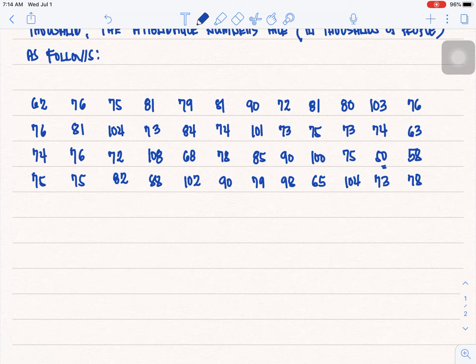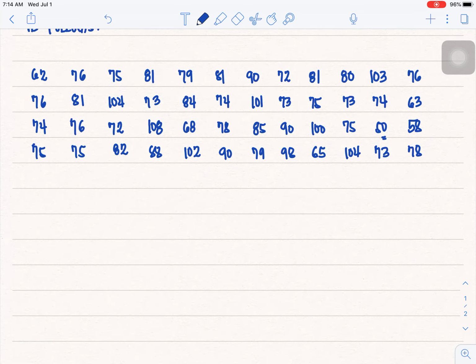We can use the stem and leaf display. We have here 50 as our lowest value, and our highest value is, I think, 108. So we have here 5, 6, 7, 8, 9, and 10. This will be our stem. For the leaf, for 62, this will be 6, then 2.